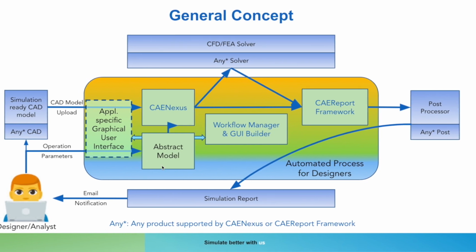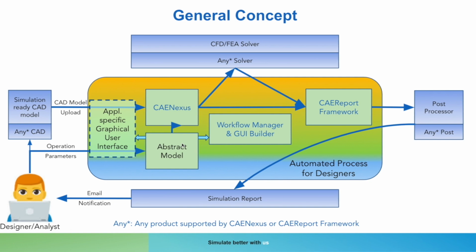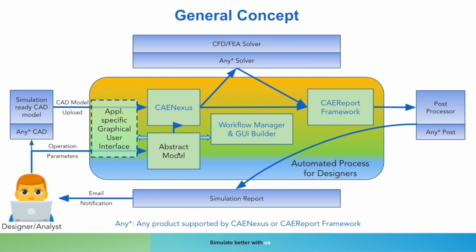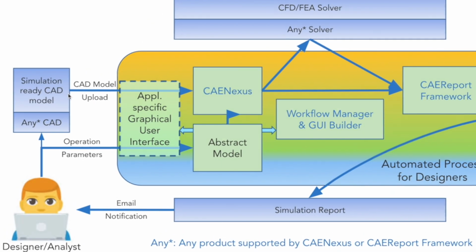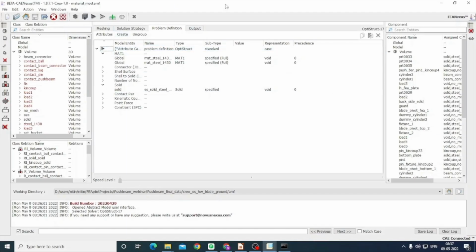So first we'll jump in and just look a little bit under the hood to see what an abstract model looks like, because that is going to inform how you make your CAD model. So here is the CA Nexus UI abstract model maker.